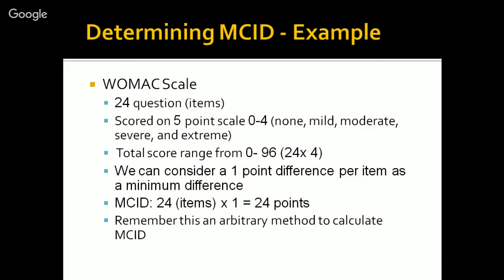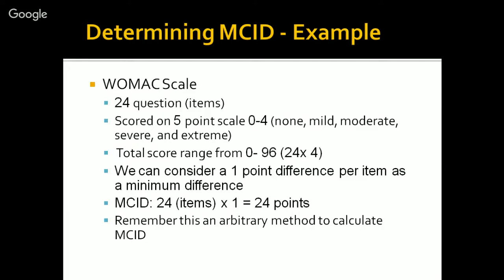So the total score for this scale ranges from 0 to 96. That is, if a patient is not having any difficulty in all the 24 items, then they will score 0. If a patient is having extreme difficulty in all the questions, they will score 24 into 4, which is 96. So with that, we can consider a 1-point difference per item as a minimum difference.